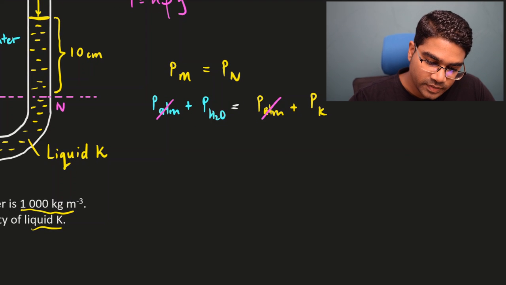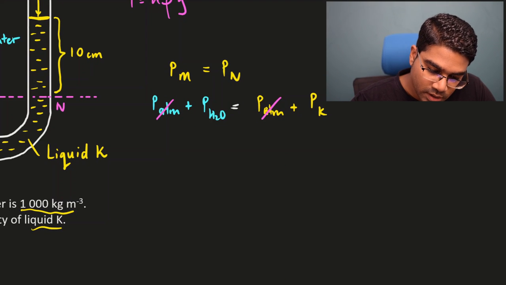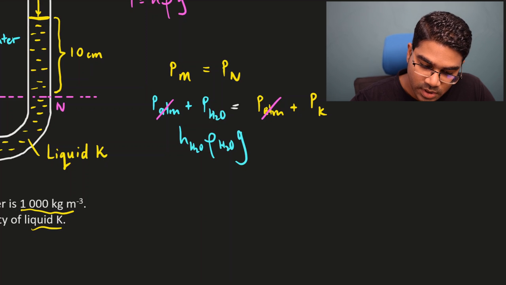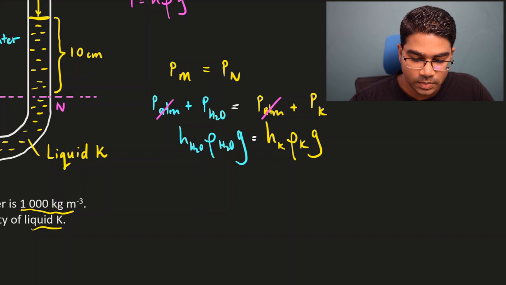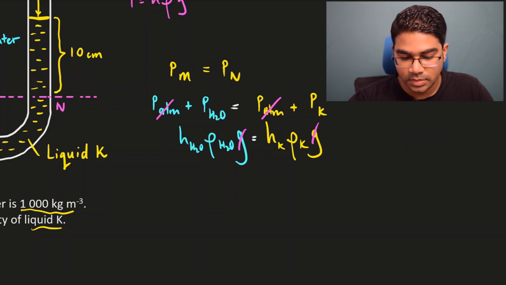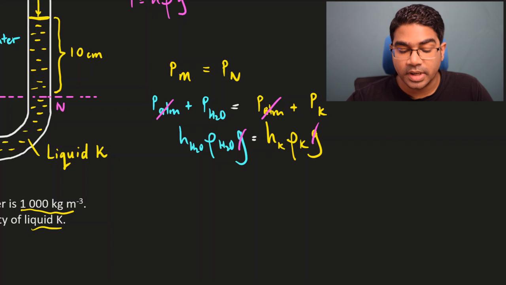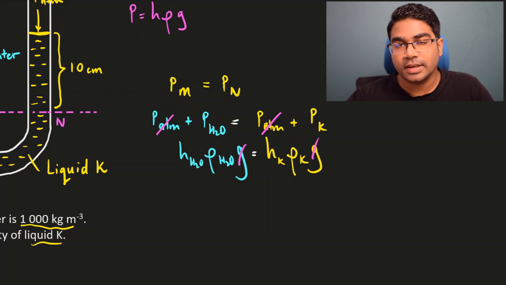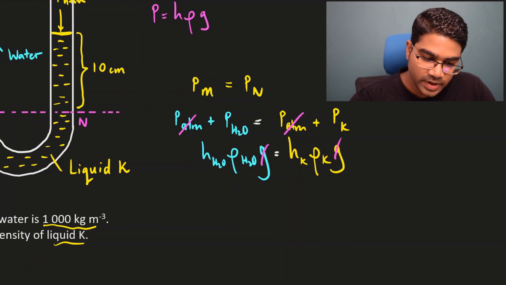Let's fill in the values. So h rho g, height of water times the density of water times g must equal height of liquid K times density of liquid K times g. So once again, we can eliminate g from the equation, divide the whole equation by g. So we get height of water times density of water equals height of K times density of K.